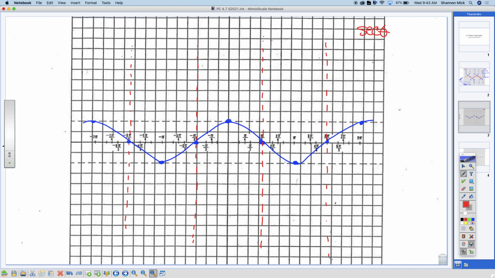Okay, so now what did we do? We did the half. We circled the ones and negative ones, the shared points. Why is 1 and negative 1 a shared point? Because they're the same thing. The reciprocal of 1 is 1.